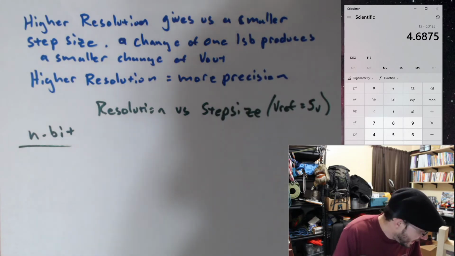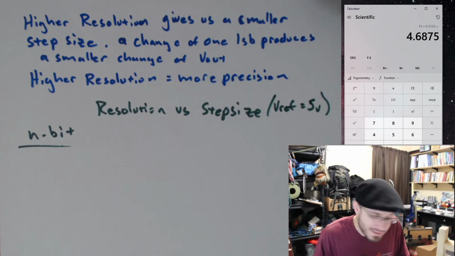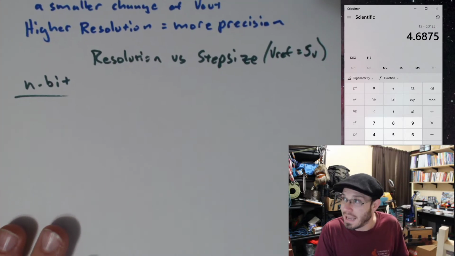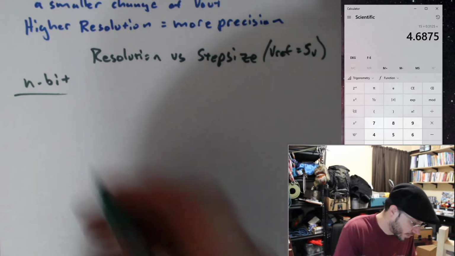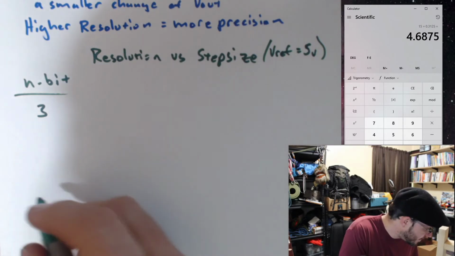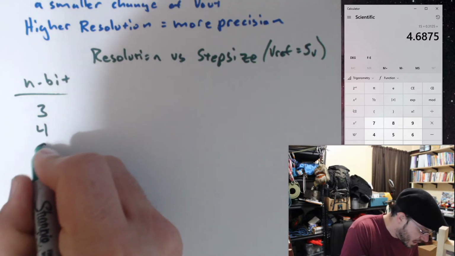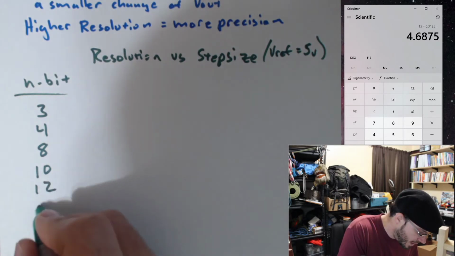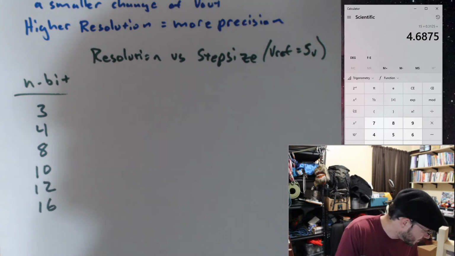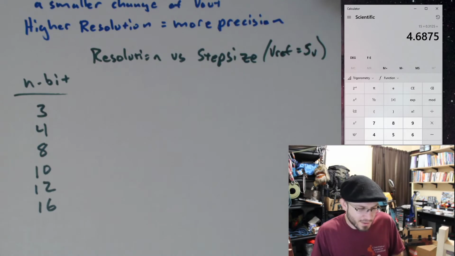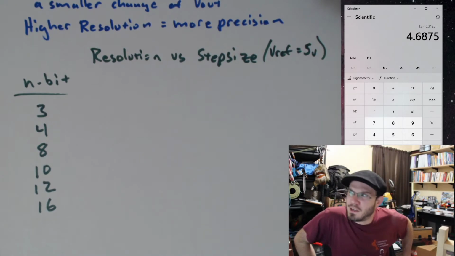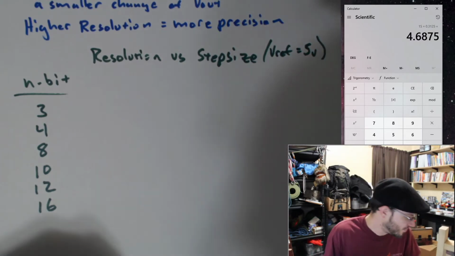So let's go ahead and put some different resolution digital to analog converters listed here. Let's say we've got a 3-bit, a 4-bit, an 8-bit, a 10-bit, a 12-bit, and a 16-bit. And if you're really fancy, maybe you have a 24-bit digital to analog converter.